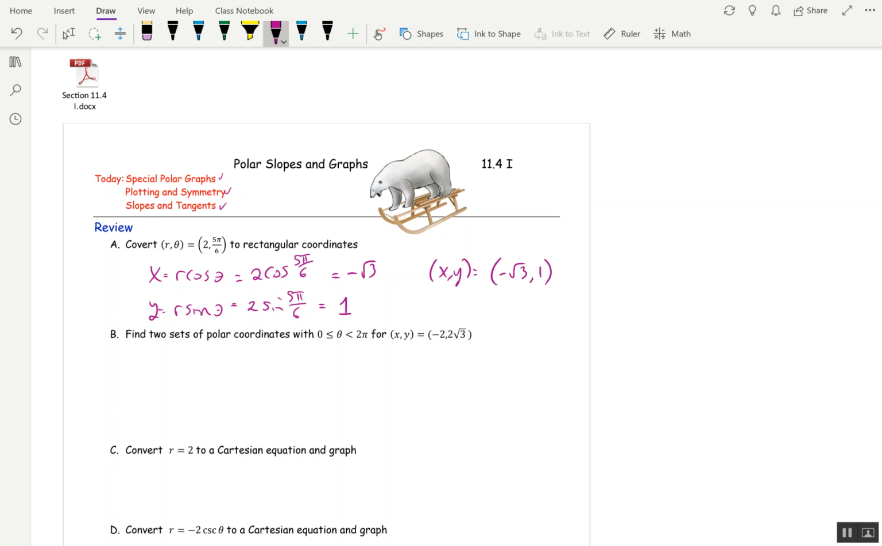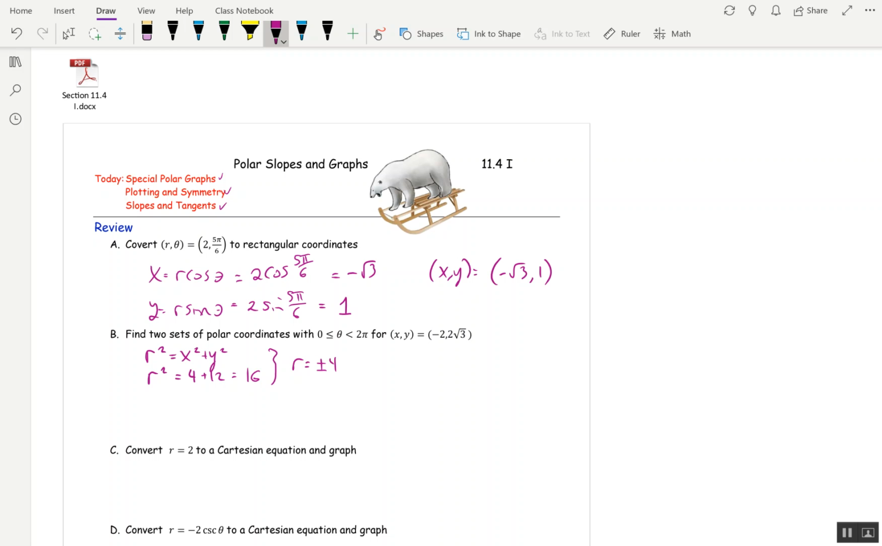All right, going in the other direction, from rectangular to polar, first we're going to find r. And to do that, we're going to use r squared is x squared plus y squared. So in this case, that gives me r squared is negative 2 squared, which is 4, plus 2 root 3 squared, which is 4 times 3, which is 12, so that's 16. So this gives me r is plus or minus 4.